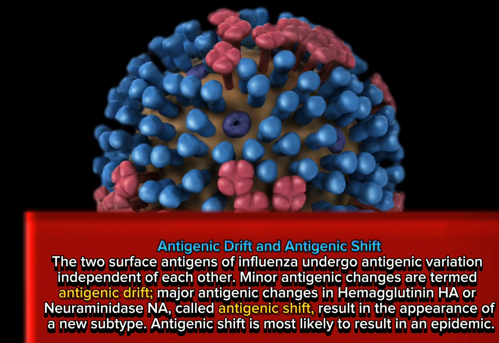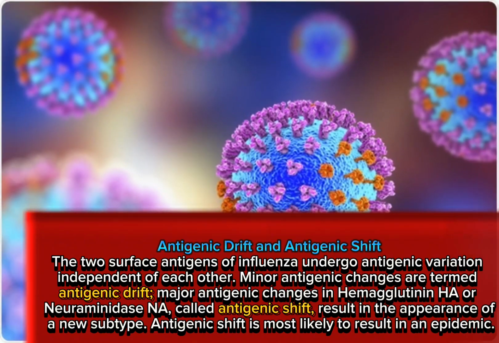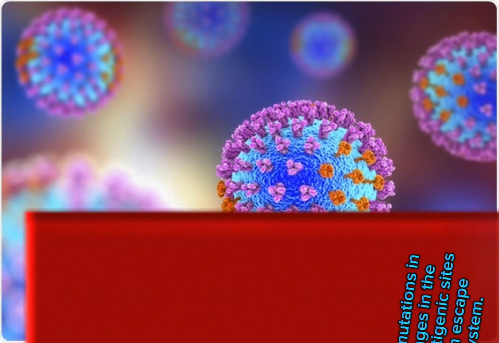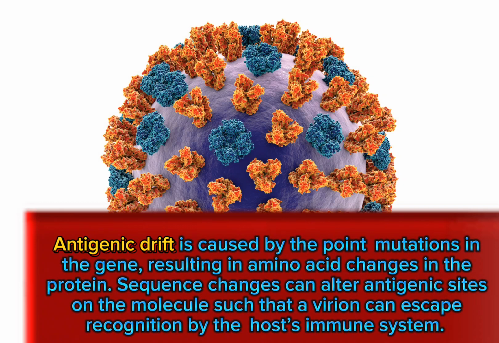Minor antigenic changes are termed antigenic drift. Major antigenic changes in hemagglutinin (H) or neuraminidase (NA), called antigenic shift, result in the appearance of a new subtype. Antigenic shift is most likely to result in an epidemic. Antigenic drift is caused by point mutations in the gene, resulting in amino acid changes in the protein.